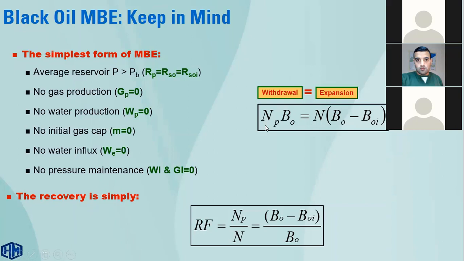So the simplest form you have to keep in mind, this equation must be clear for all of you. Withdrawal equals expansion, so Np times Bo will equal N times this term. So the recovery factor will be Np over N, this term of the oil formation volume factor. This is the simplest form of the material balance equation, and you have to keep it in mind. This is based on this concept of withdrawal equals expansion.